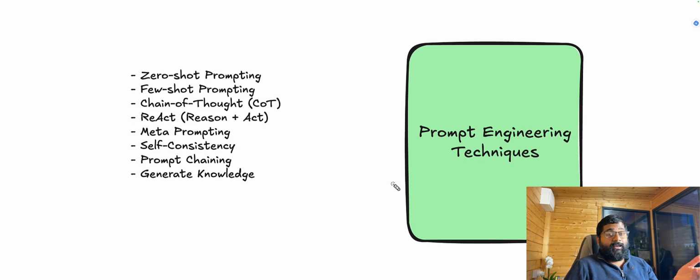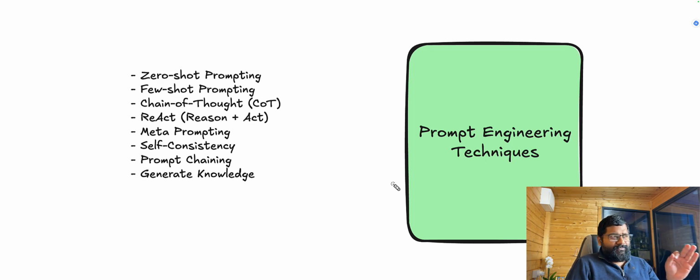Self-consistency is a very nice one. We'll explore an example of it. Prompt chaining, even this is very close to meta prompting and COT, we'll see. And generate knowledge is the one which we have been using for a long time, but the context and the prompt of it would really enhance what you do.